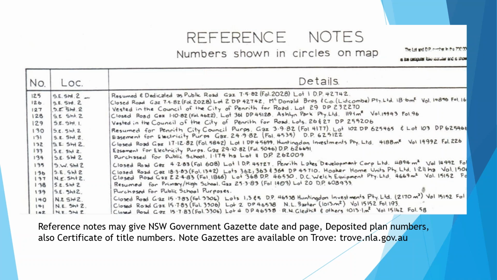So most of these actually relate to roads that are either opening or sometimes roads that are no longer required and they've been closed and then sold to someone. Or there is a couple there, I think. So we've got 131, an easement for electricity purposes. 133 is an easement for electricity purposes. And 134 is where they've actually purchased some land for the public school. So again, they give you something such as a gazettal date or a vol-fol that you can then follow up. And the gazettes, of course, are available on Trove, along with digitised newspapers.